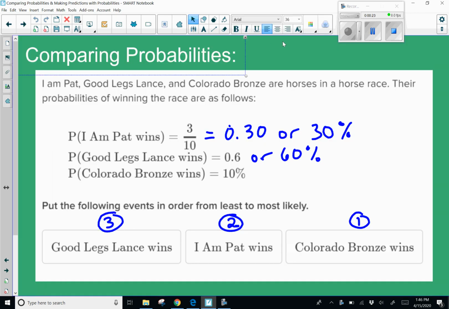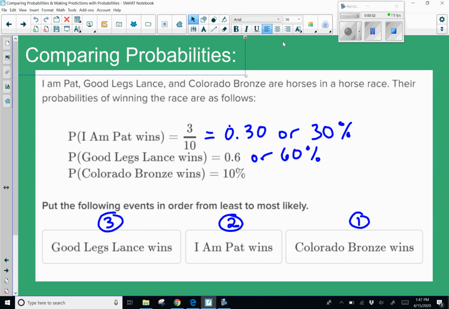So in the first example, it says, I am Pat, Good Legs Lance, and Colorado Bronze are horses in a horse race. Their probabilities of winning the race are as follows. So as you can see, I am Pat says 3/10, Good Legs Lance says 0.6, and Colorado Bronze wins by 10%. As you all know, I prefer working with decimals over fractions. So I took all of mine and converted them to decimals first.